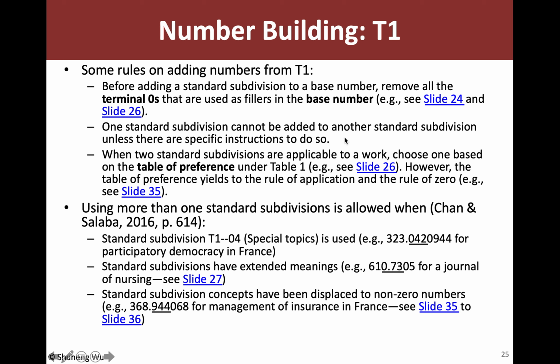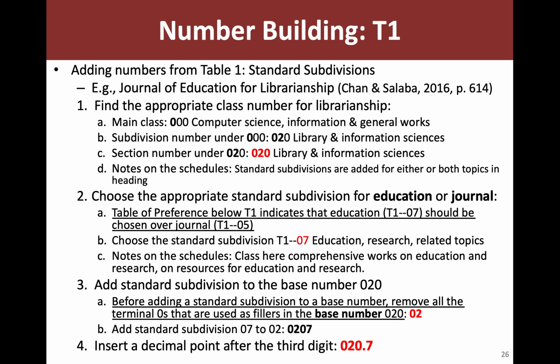If there are more than 2 standard subdivisions that can be added to a base number, which one to choose is based on the table of preference. And later I will show you an example demonstrating how to use this table of preference. But this table of preference is subordinate to the rule of application and the rule of 0. This is something you should keep in mind. Let's take a look at an example showing how to use the table of preference.